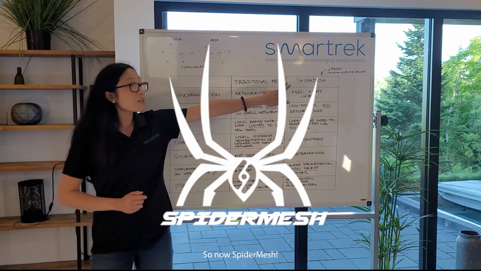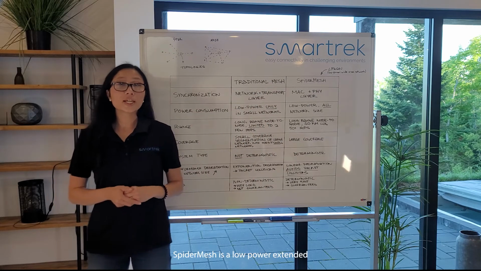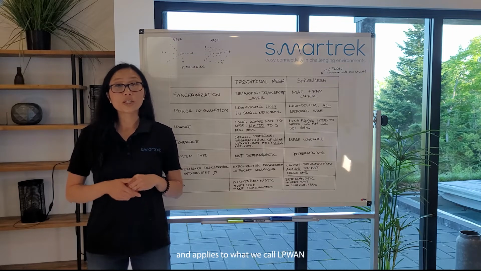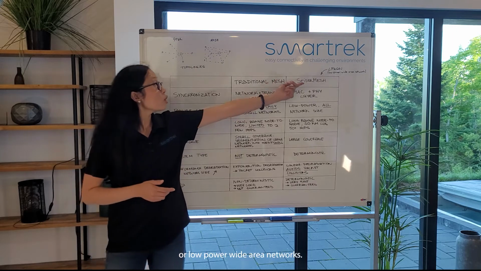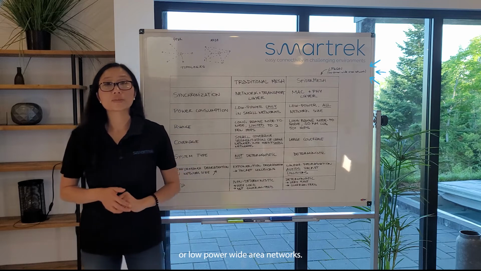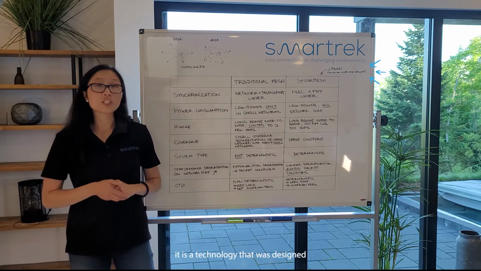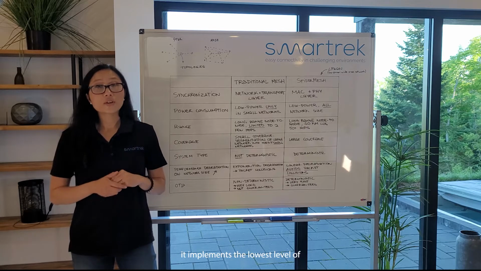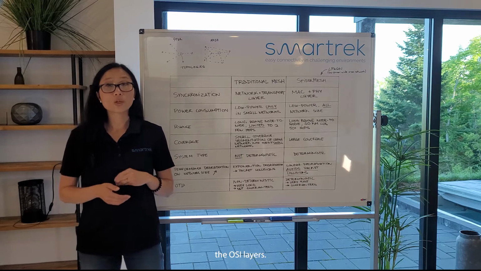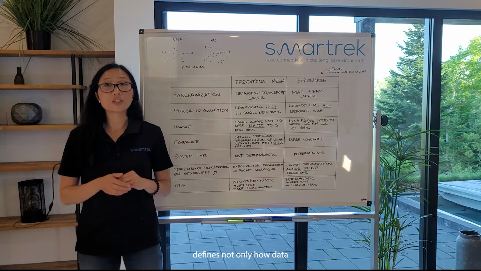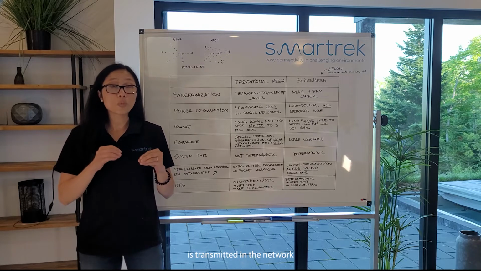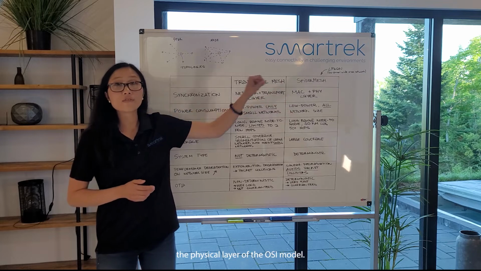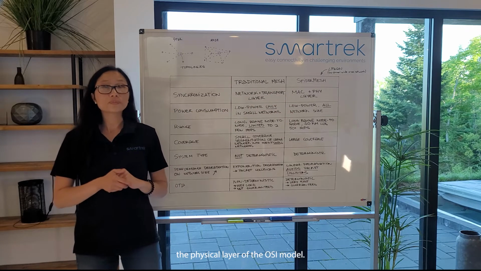So now SpiderMesh. SpiderMesh is a low power extended network protocol and therefore applies to what we call LPWAN, or low power wide area networks. It's a technology that was designed from scratch and therefore it implements the lowest level of the OSI layers. What this means is that SpiderMesh defines not only how data is transmitted in the network and transport layer, but also in the MAC and physical layer of the OSI model.